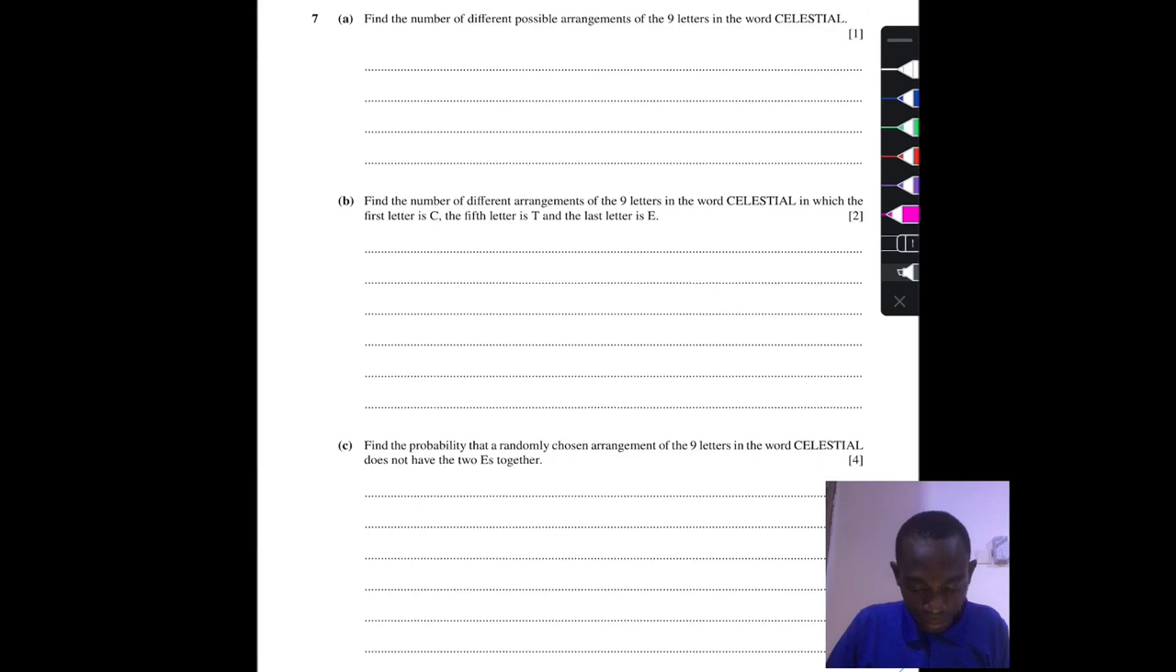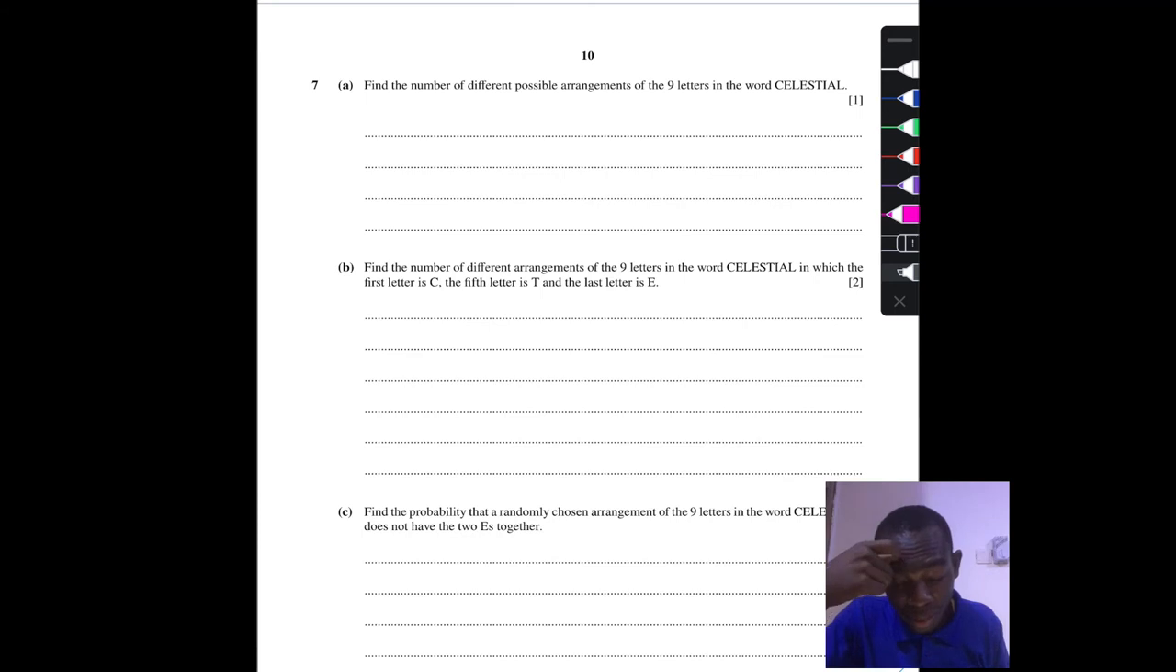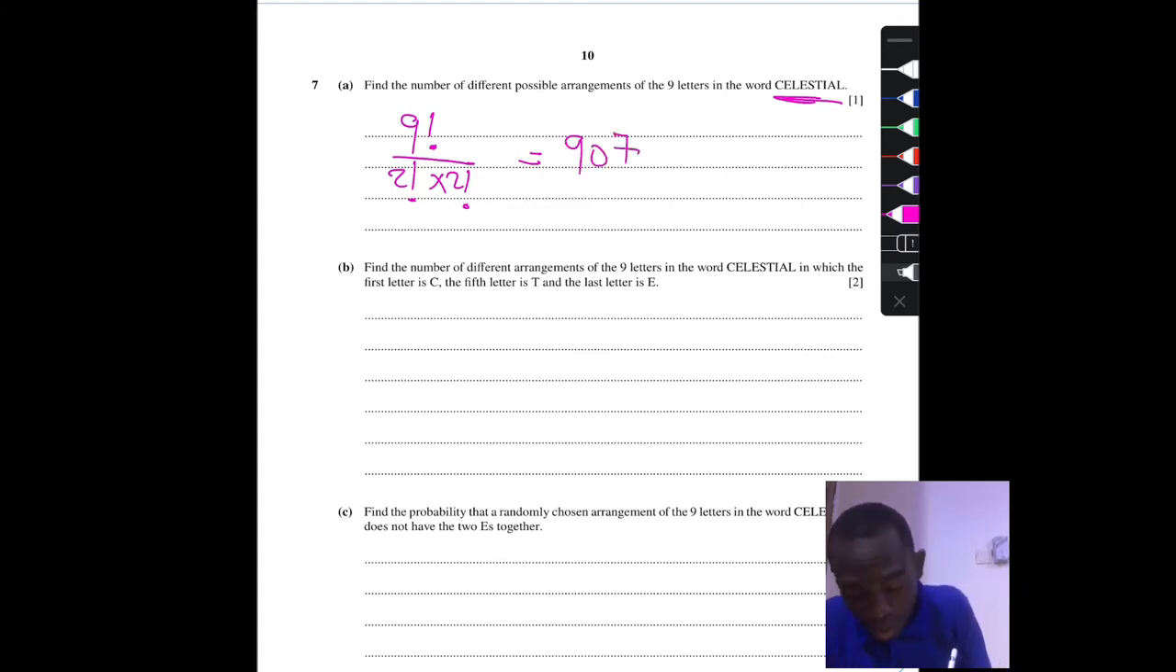All right. So we have another one here. It says, find the number of different possible selections of the 9 letters in the word celestial. All right, so you are going to arrange these 9. So that's 9 factorial. But ask yourself, do we have any repetitions there? Yeah, the E's are repeating. 2 E's are there, so that's 2 factorial, and then 2 L's are there, times 2 factorial. All right, and then you are done. So that's 9 factorial over 2 factorial times 2 factorial, and that should give you 90,720.